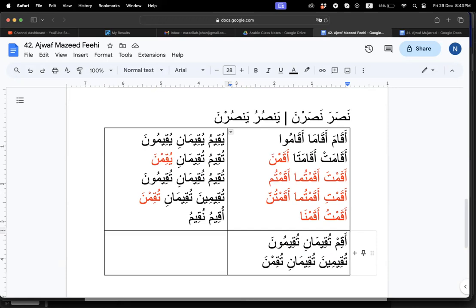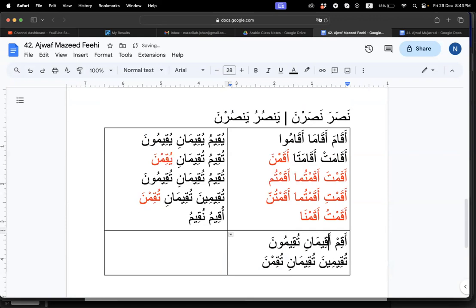You see? So that's why you see the Hamzah in the Madi, but you don't see the Hamzah in the Mudhari. But when you make it Amr, the Hamzah will come back. This Hamzah is not out of thin air. This Hamzah is actually the Hamzah in this family that's supposed to be here. So this Hamzah is here because it is in the family.